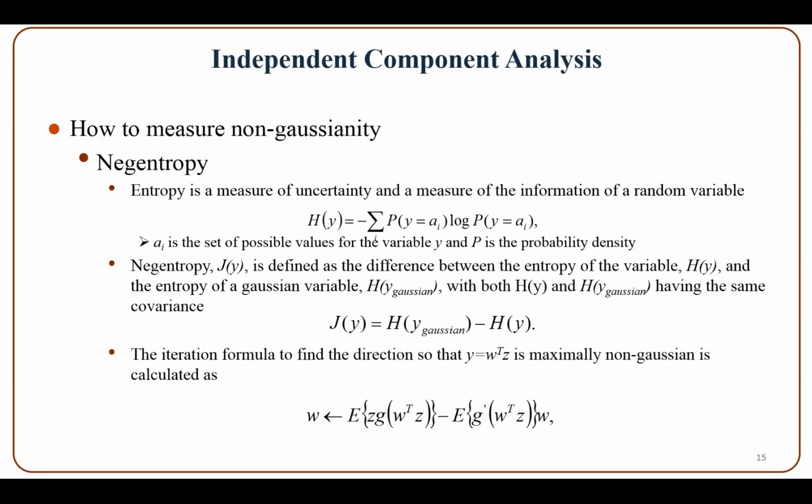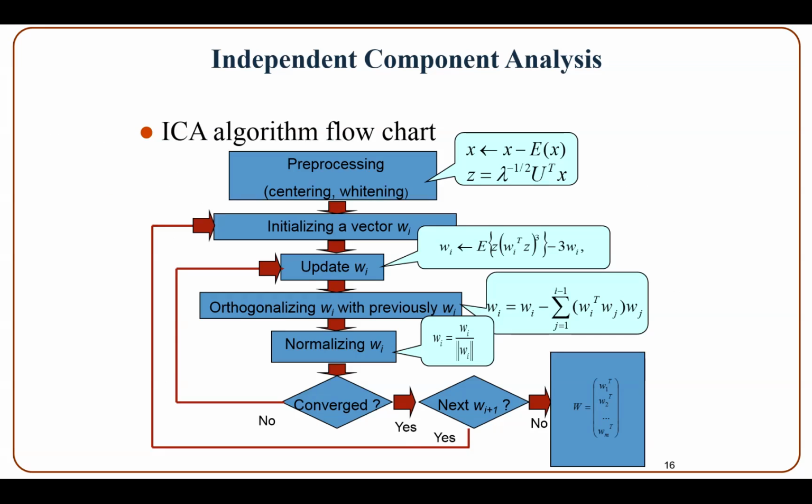Another way to measure the non-Gaussianity is to use negentropy. As we have known, entropy is a measure of uncertainty and a measure of the information of a random variable. Negentropy is defined as the difference between the entropy of the variable and the entropy of a Gaussian variable with the same covariance. Similarly, we can find the iteration formula for maximizing negentropy. This is the algorithm flowchart for independent component analysis.